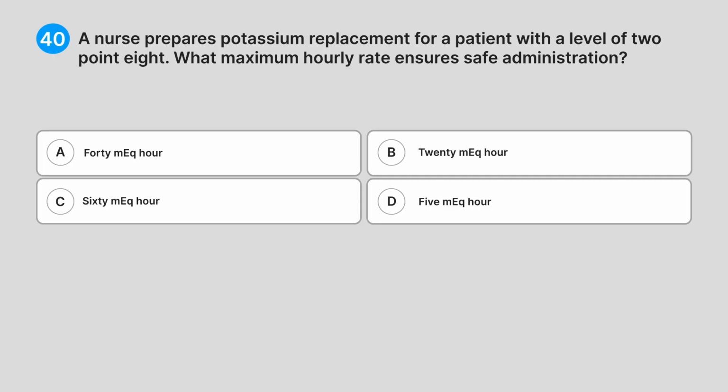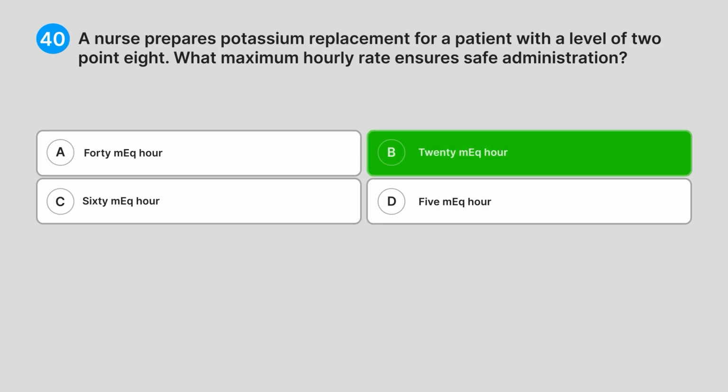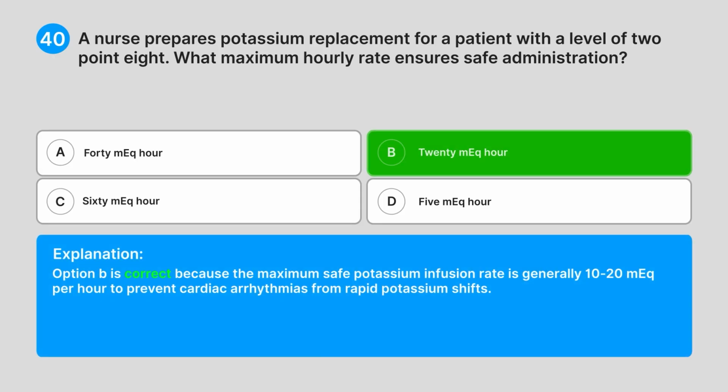Correct answer, B. 20 mEq/hour. Explanation: option B is correct because the maximum safe potassium infusion rate is generally 10 to 20 mEq/hour to prevent cardiac arrhythmias from rapid potassium shifts.